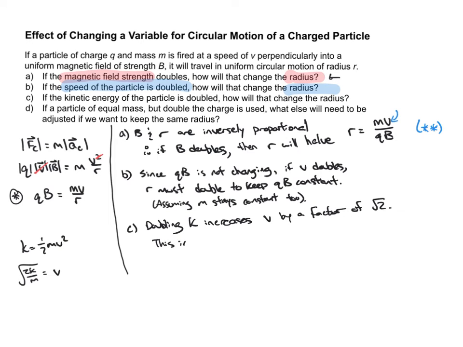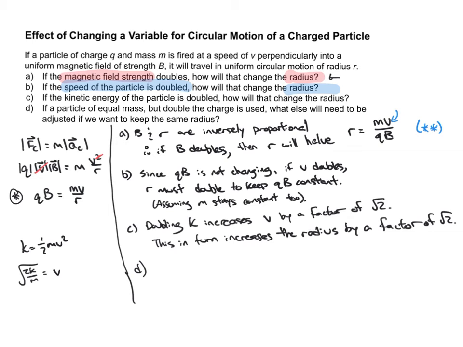This in turn increases the radius by the factor of root 2. We saw that from part B, that if you change v, then you change r by the same factor. So that one was tricky. It involved 2 steps there.